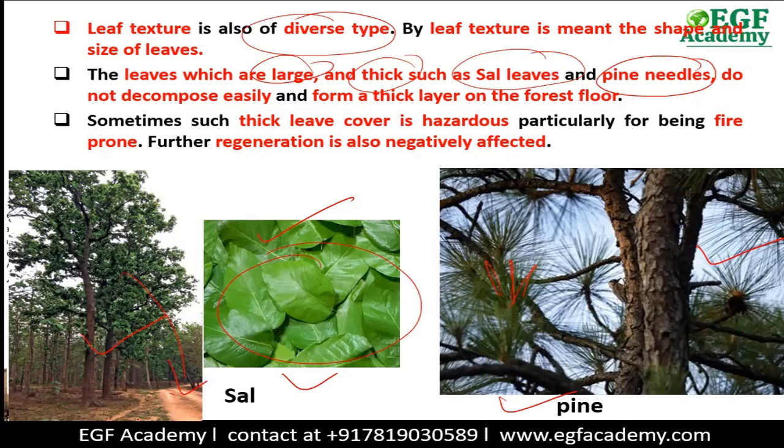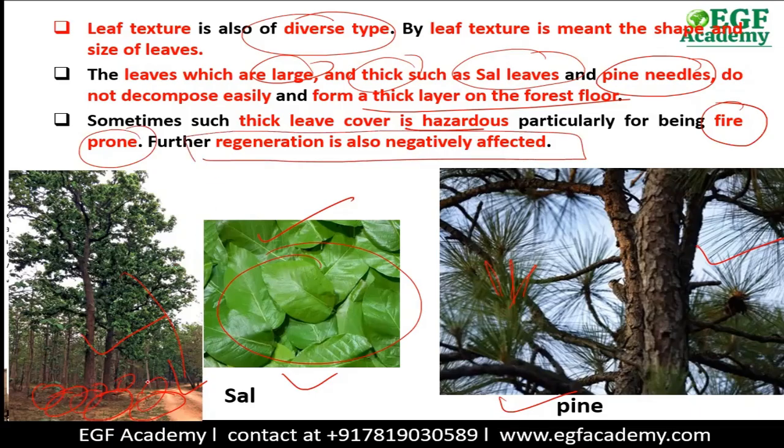So when they fall on the ground, they form a very thick layer above the ground, above the forest floor. Now this thick layer of leaves gets accumulated because these leaves do not decompose easily. So that's why they remain on the ground for a long period of time. And this is quite a hazard because it becomes quite fire prone. The risk of forest fire increases in that area. Also, regeneration is negatively affected. It means the seeds on the forest floor, which will grow upward to become a plant, will also get negatively affected because of all these leaves on the ground.